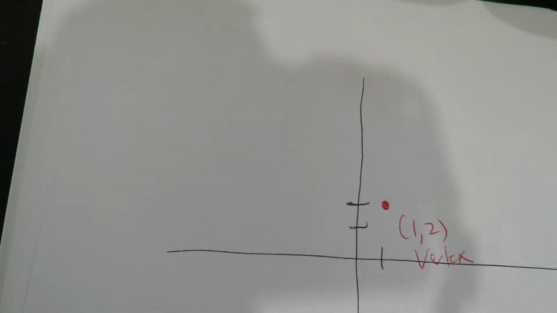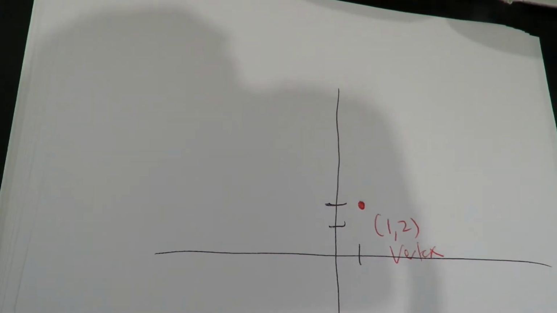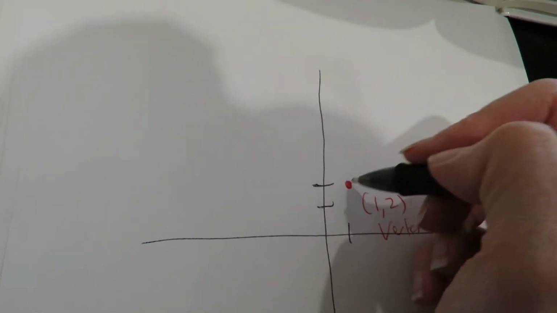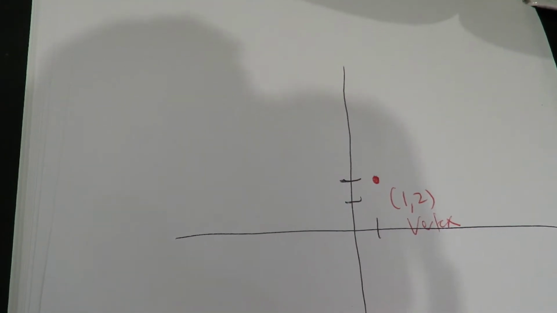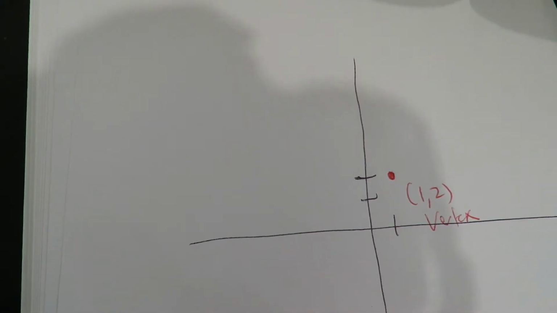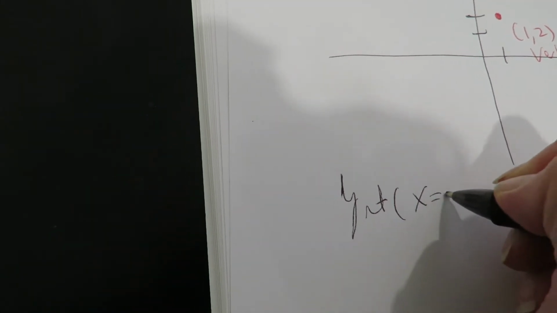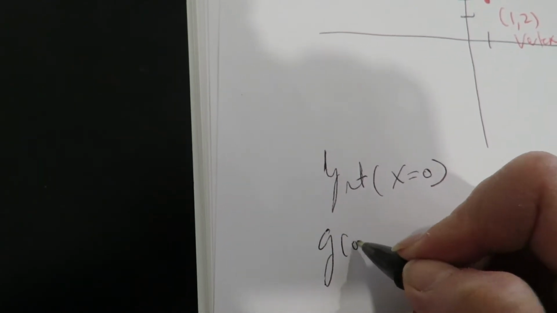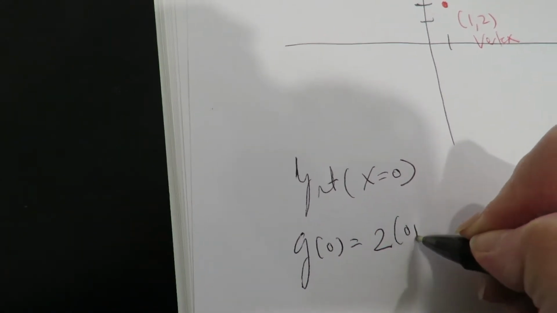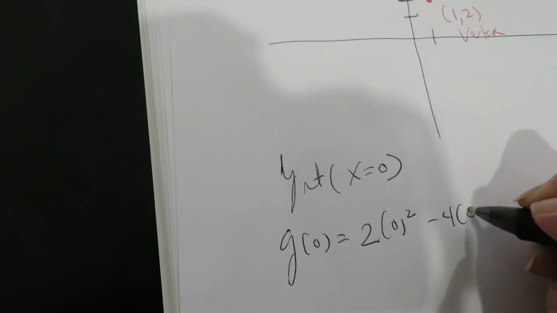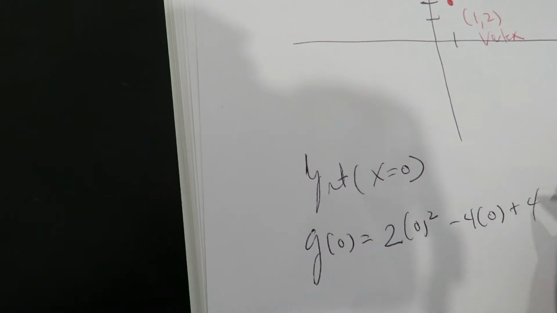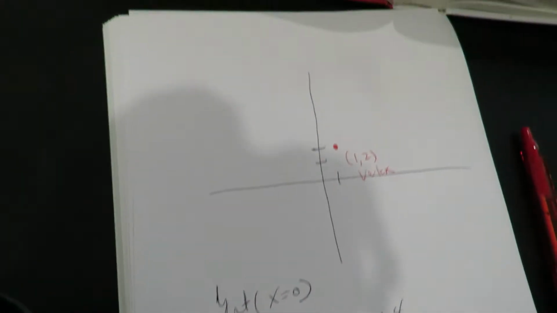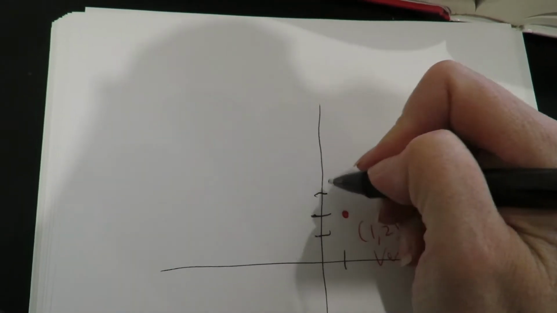Okay, so now I'm going to go for my y-intercept. It doesn't have an x-intercept because this is face up, but it's going to have a y-intercept. For the y-intercept, you're going to let x equal 0, so you just plug in 0 into this function. Okay, so that's at 0, 4.